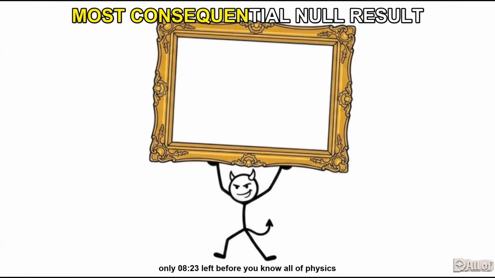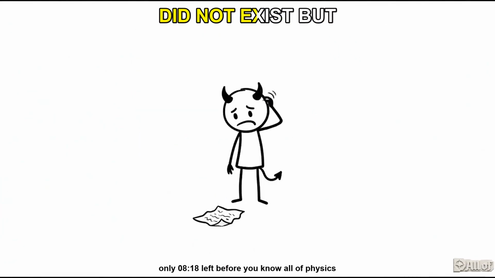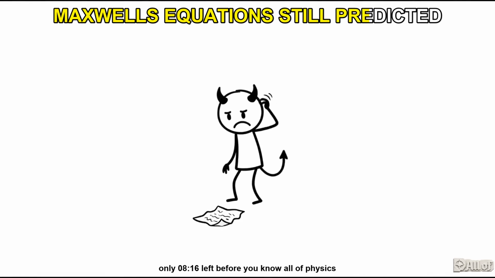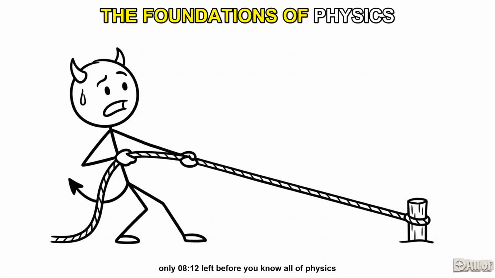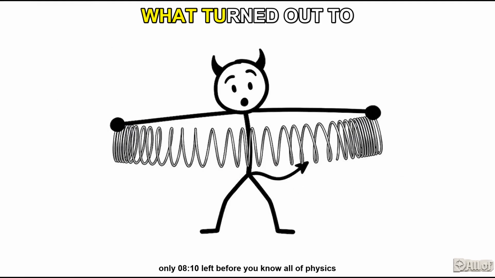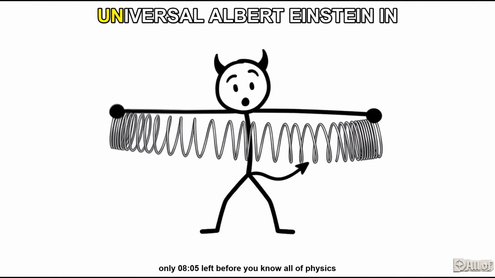This is the most consequential null result in the history of experimental physics. The ether did not exist, but Maxwell's equations still predicted a fixed speed for light, and they still worked perfectly. Something in the foundations of physics had to be wrong. What turned out to be wrong was the assumption that time and space are fixed and universal.